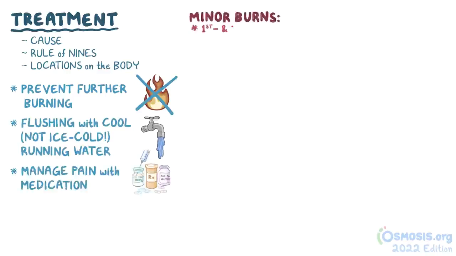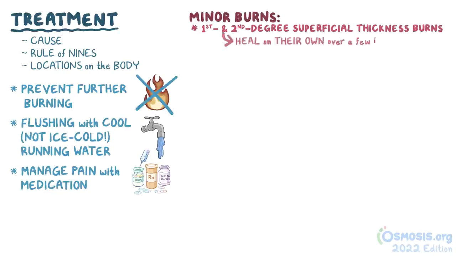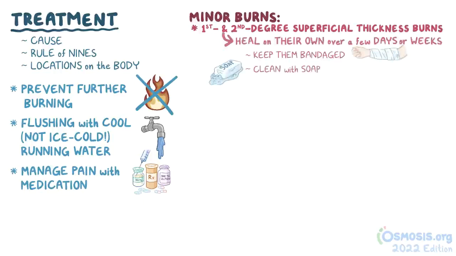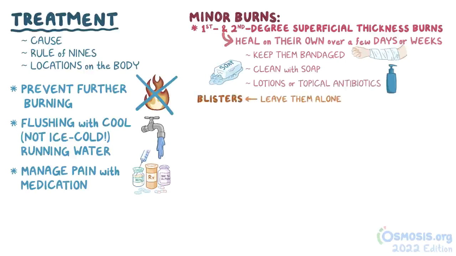Minor burns, like first and second degree superficial thickness burns, can heal on their own over a few days or weeks by keeping them bandaged and clean with soap and water. Sometimes lotions to prevent drying or topical antibiotics can be used. If blisters form, it's best to leave them alone, because the intact skin helps to prevent infections.